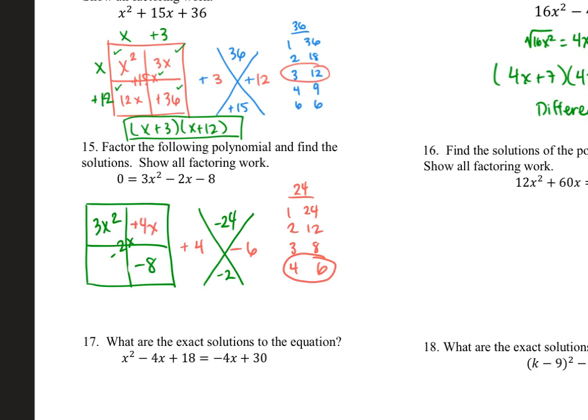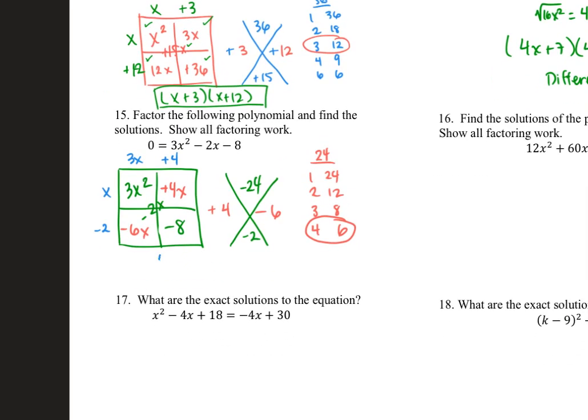So putting these in the box, plus 4x and negative 6x, we're going to GCF the top row. 3x squared and 4x is just x. And then working backwards, x times 3x gives me 3x squared. X times positive 4 gives me 4x. 3x times negative 2 gives me negative 6x, and we should just confirm that 4 times negative 2 gives me negative 8. So now we have our factors, 3x plus 4 and x minus 2 equals 0.